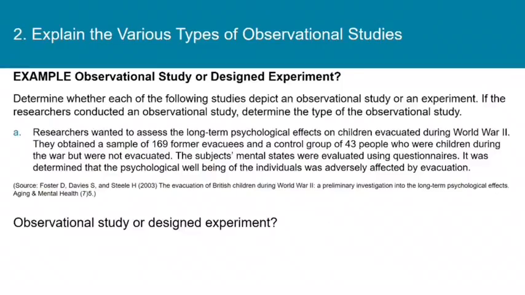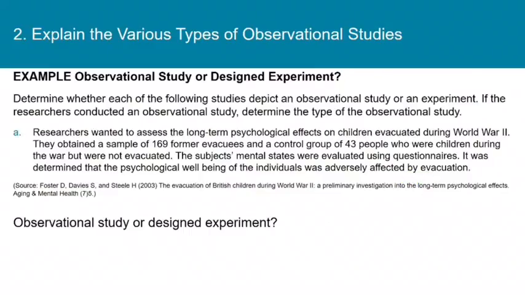Now we're going to look at a few situations together, and we're going to read them and decide if each one is a designed experiment or an observational study. And if it is an observational study, we'll see if we can figure out whether it is a cross-sectional study or a case-control study or a cohort study. So here we go. Researchers wanted to assess the long-term psychological effects on children evacuated during World War II. They obtained a sample of 169 former evacuees and a control group of 43 people who were children during the war but were not evacuated. The subjects' mental states were evaluated using questionnaires. It was determined that the psychological well-being of the individuals was adversely affected by evacuation.